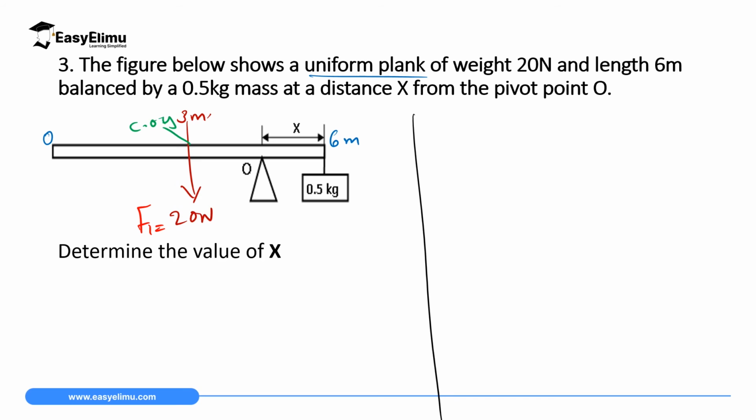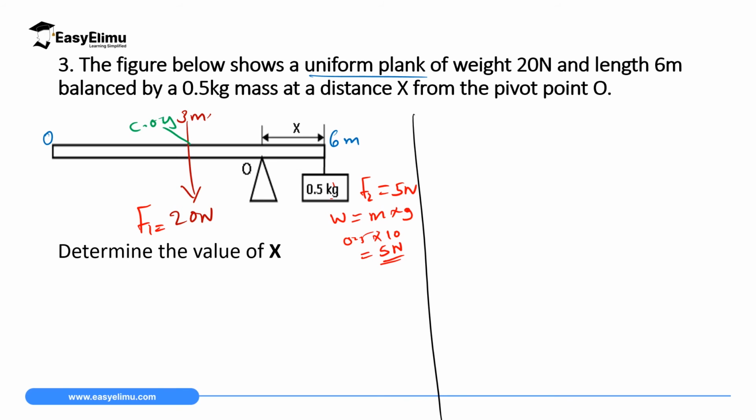On the other hand, we have 0.5 kilogram. We can change it to force by weight, which is force equals mass times gravitational field strength. So we have 0.5 times 10, which is 5 Newton. So here we will have F2 as 5 Newton. Then the distance x from the pivot is what we are looking for.